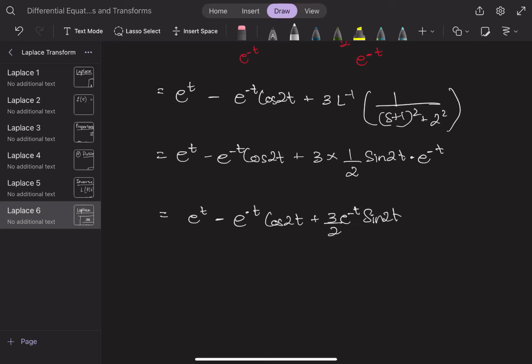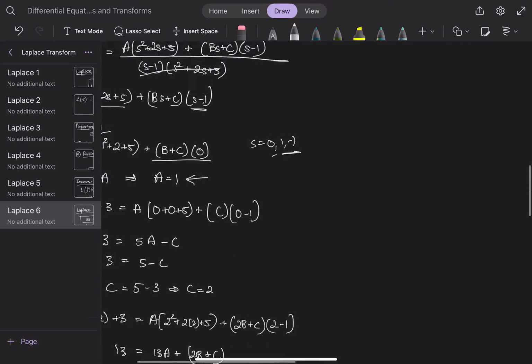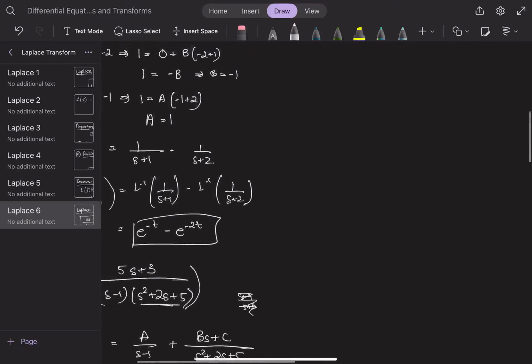This is your answer. So guys, the partial fraction method can get a little lengthy, so you need to practice a lot to build up speed, and there are lots of examples in the notes.